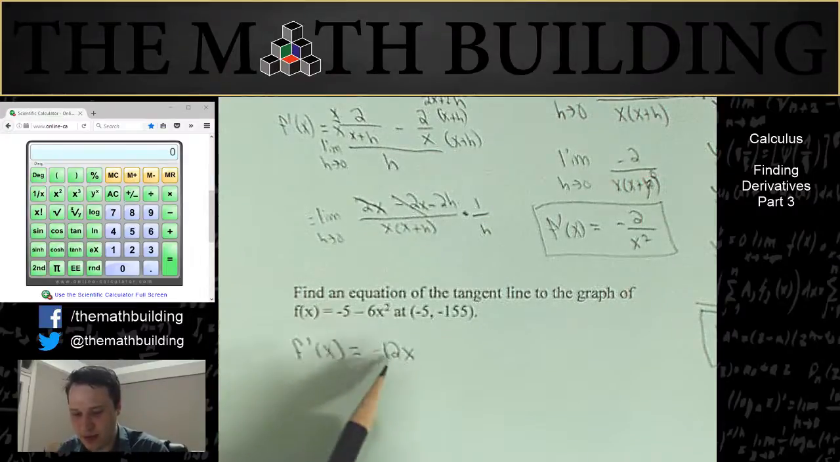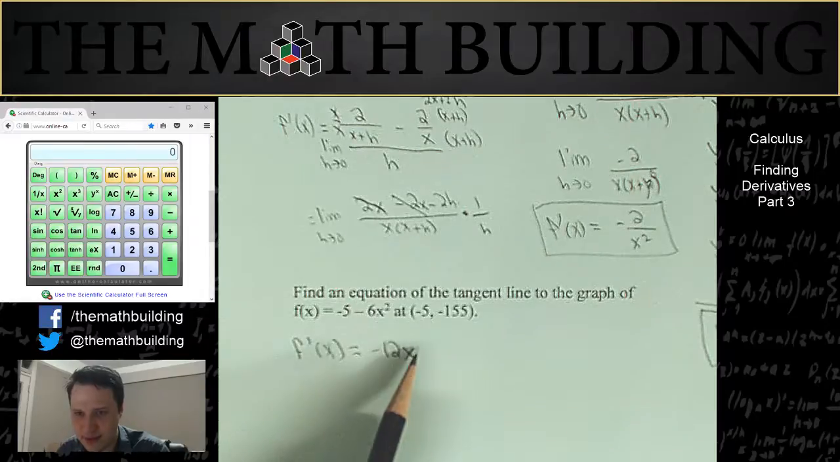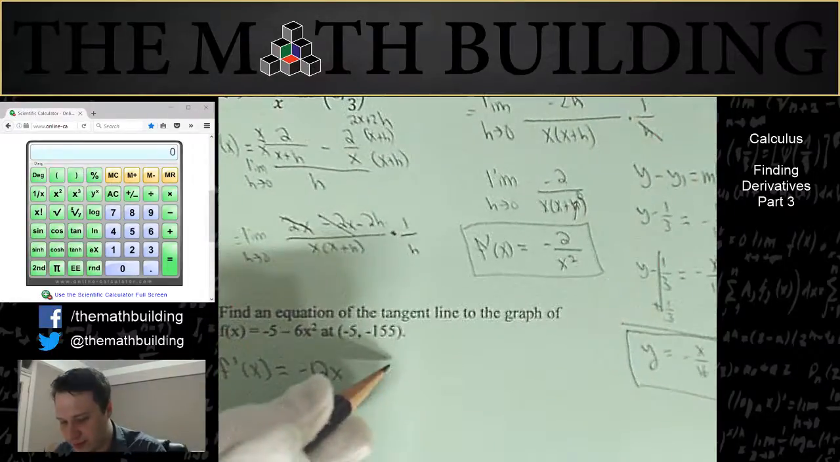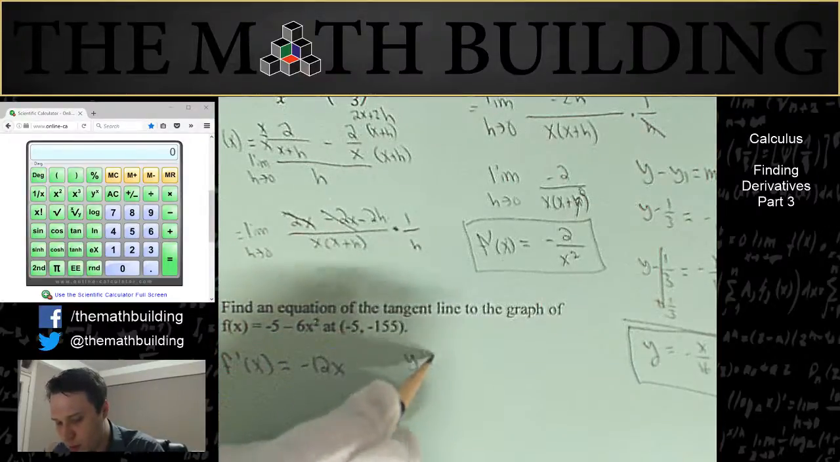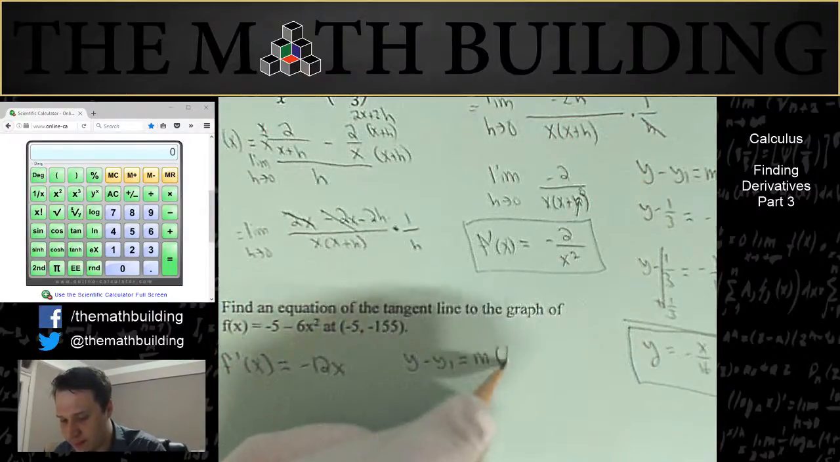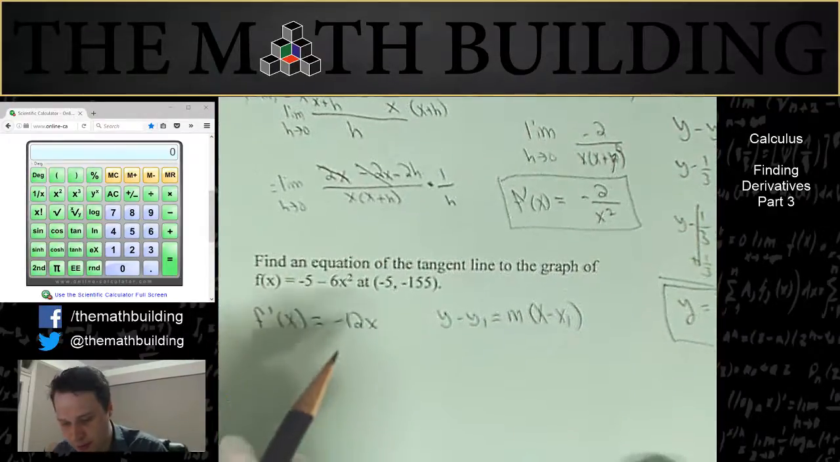But this 2 multiplies, and so it makes it negative 12x, and the exponent gets knocked down by 1. So let's find the derivative. Let's find the equation of the line that goes through this point. Y minus y1 equals m times x minus x1. See, I'm over 10 minutes, so I'll try to hurry up.